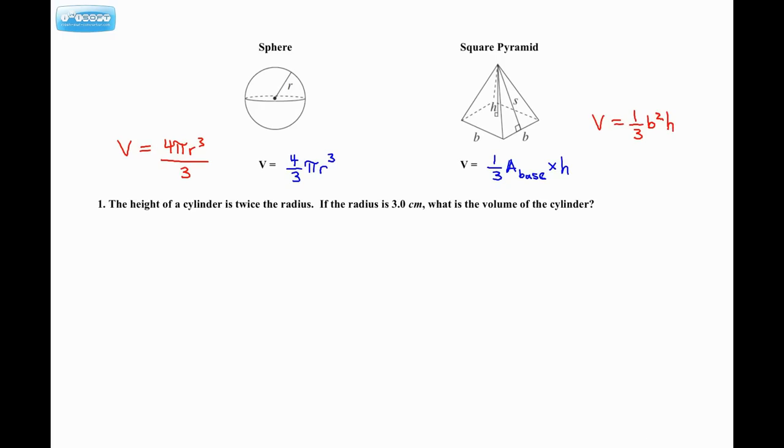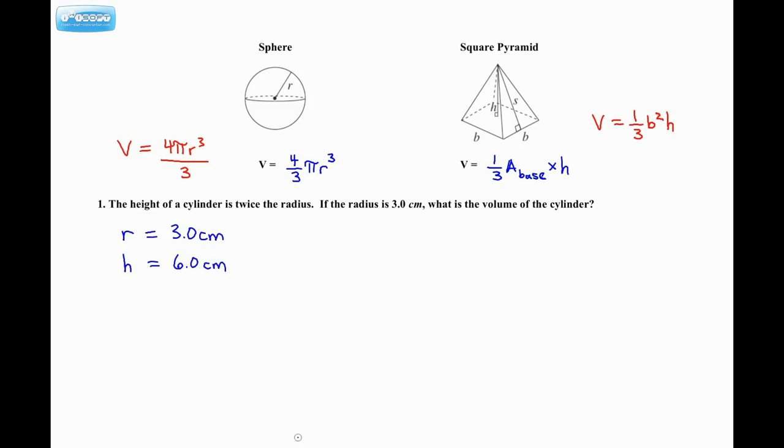All right, let's solve a problem here. We have the height of a cylinder is twice the radius. Okay, if the radius is 3 centimeters, what is the volume of the cylinder? Well, to find the volume of a cylinder, we need the radius and we need the height. They've explicitly given us the radius, but here we're given the relationship between the height and the radius. So I'm just going to make a list of the things that I know. I know that r is 3 centimeters. Well, if the height is twice the radius, it should be obvious that that is 6 centimeters.